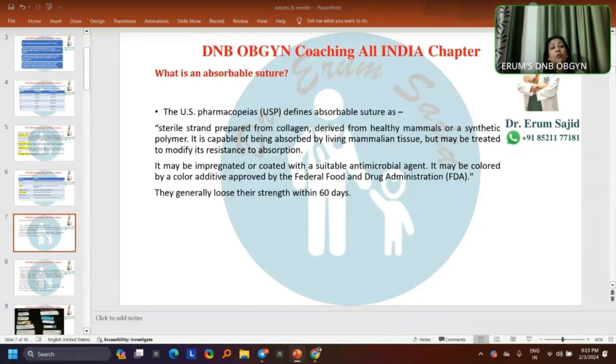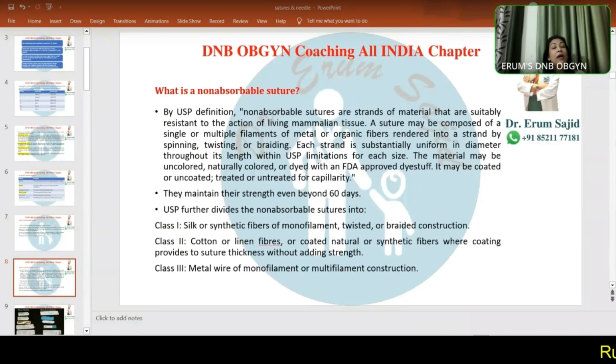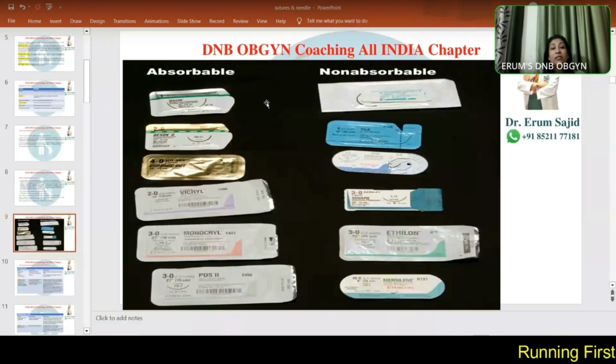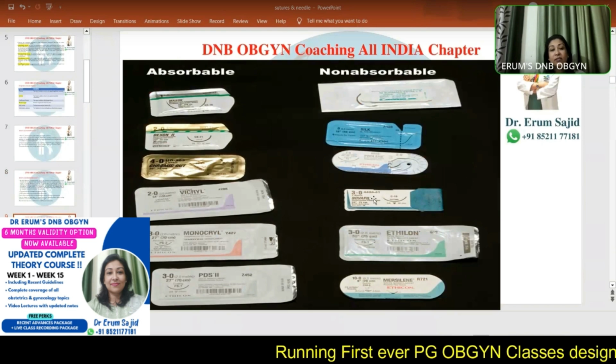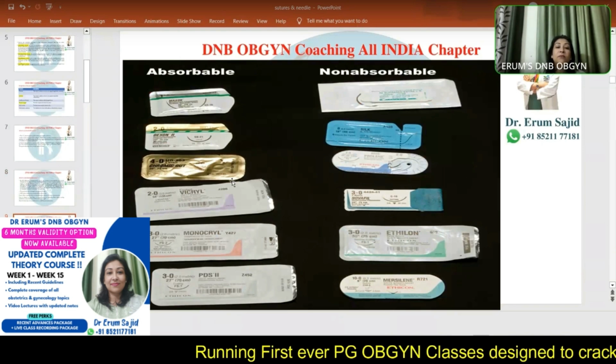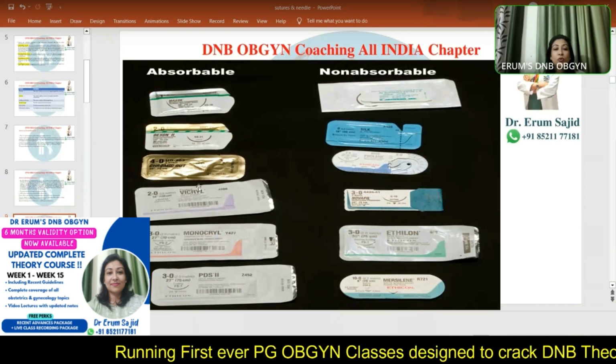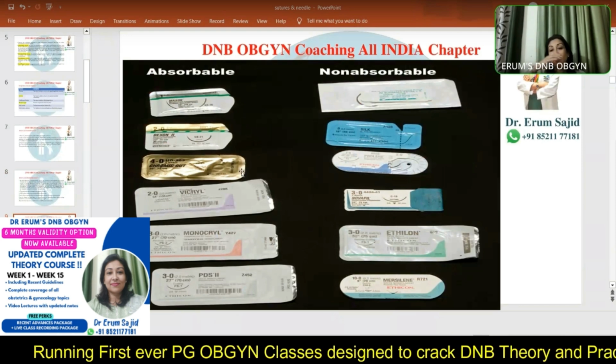So now, what is an absorbable suture? What is a non-absorbable suture? I've already discussed the different types. Now this is only for your picture memory. I've got this slide. I saw it on the net, so I just took it from there, and it's just a couple of those sutures which you use over here. Just remember them. Do not remember the others.